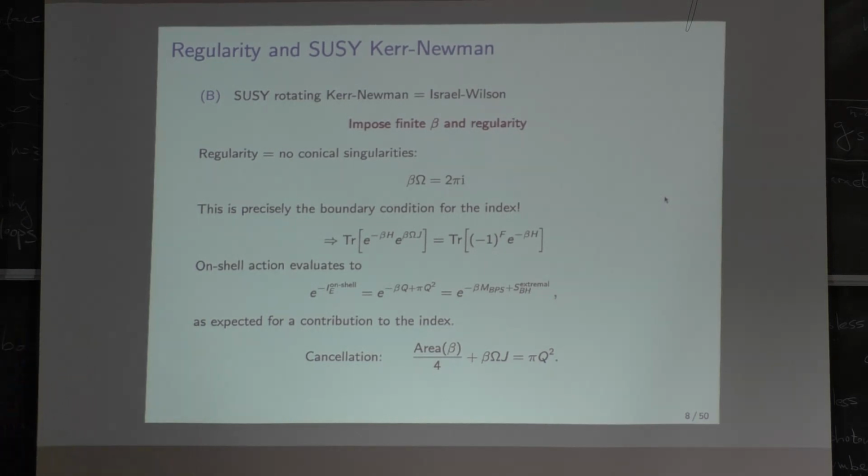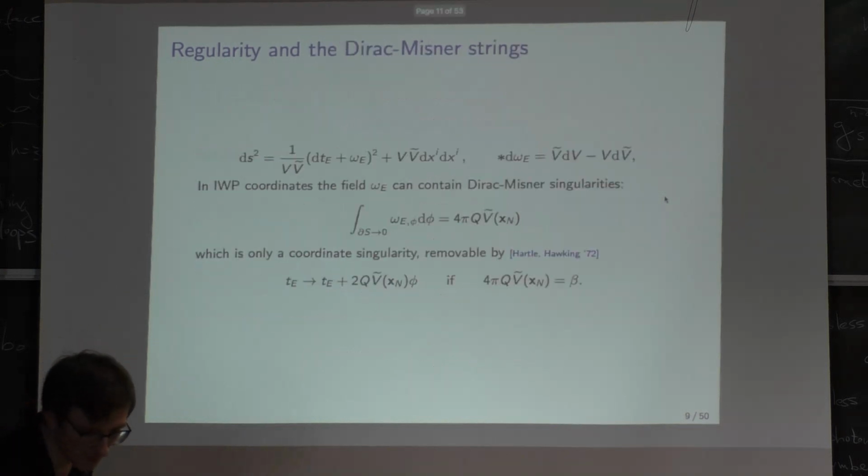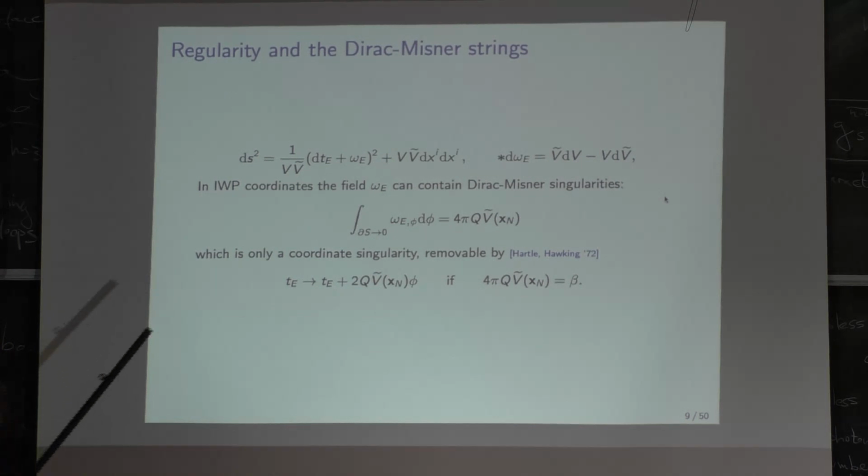Okay, so that was essentially the main procedure that we follow in this talk. But now, to generalize this construction to multi-centered black holes, we'll have to understand how to impose smoothness in a slightly different way. So for that, we'll analyze the potential existence of Dirac-Misner strings in this geometry.